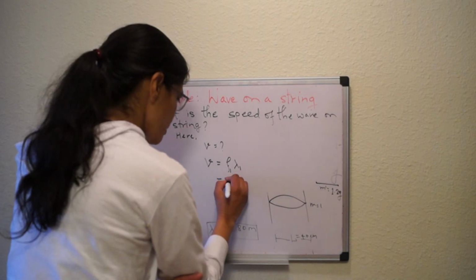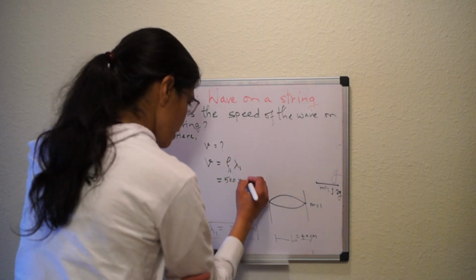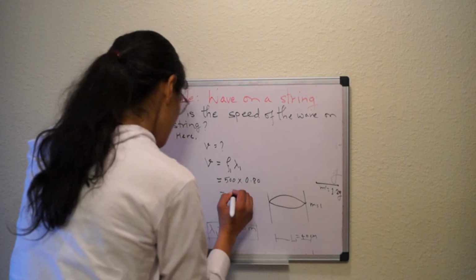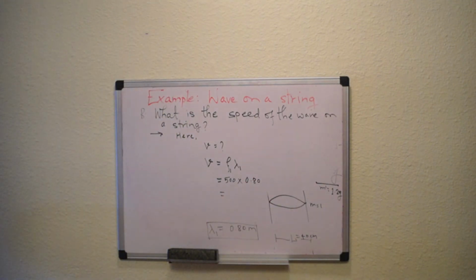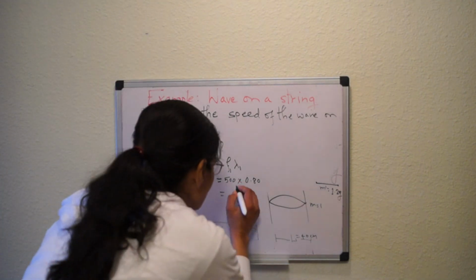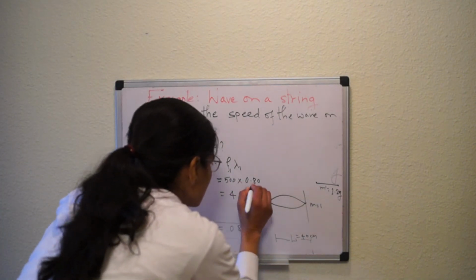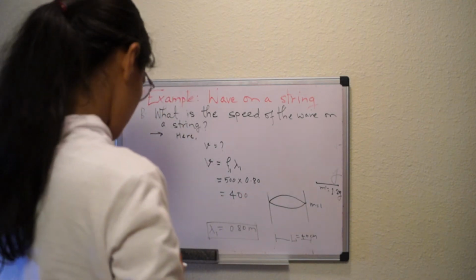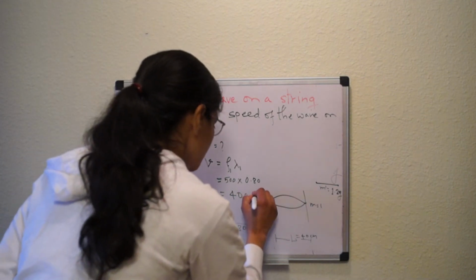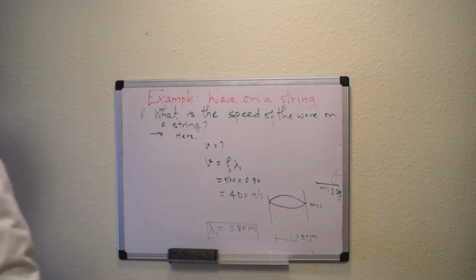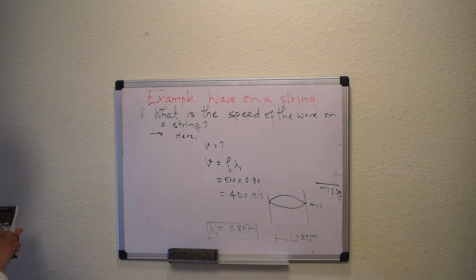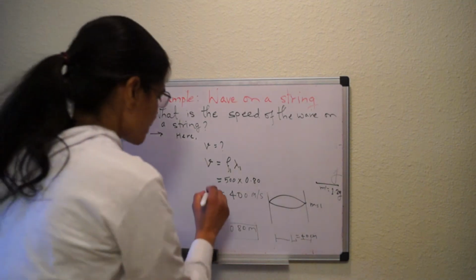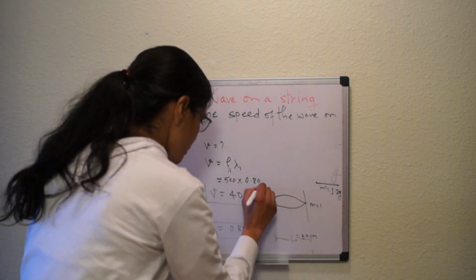So what is the frequency? 500 Hz. 500 times lambda 1 is 0.80, so what do we get here? So that, right? Okay, meter per second. Alright, so this is the speed, okay? 400 meter per second.